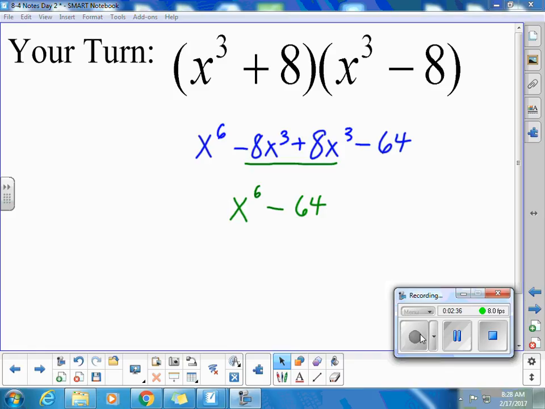And this one, I'm hoping when you multiplied x to the third times x to the third, you got x to the sixth and not x to the ninth. You'd get x to the sixth minus 8x to the third, and then plus that 8x to the third, minus 64, which the end result would be x to the sixth minus 64.